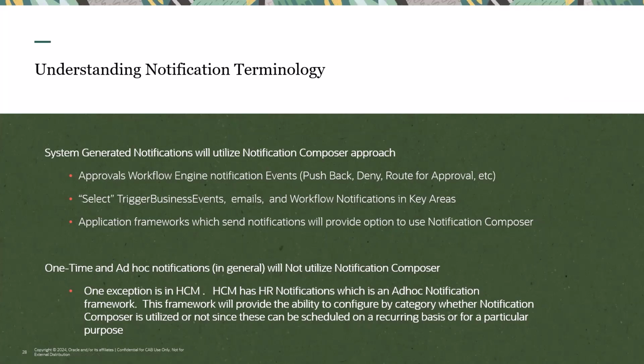All right. So system-generated notifications will utilize the Notification Composer approach. This includes all AWE approvals and their events. So pushback is now a notification event, deny, route for approval, etc. Trigger business events. I put the word select. The trigger business event has the ability to send an email. It has the ability to send workflow notifications. And we have these throughout the application in a lot of different key areas.